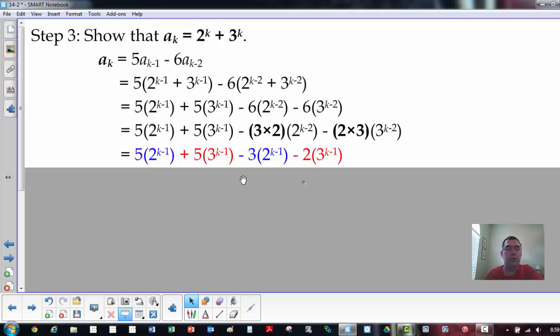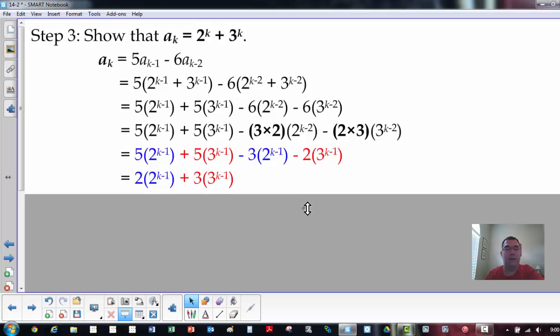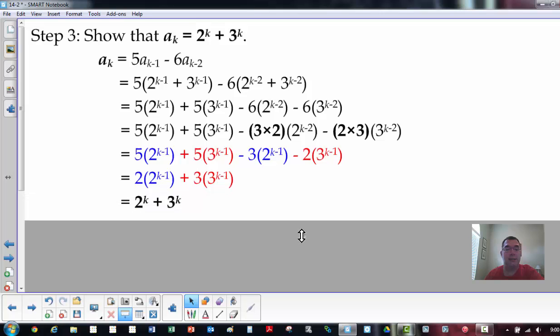Now the blue terms are both some constant times 2 to the k minus 1, so I can combine those. And the red terms are some constant times 3 to the k minus 1, so I can combine those. If I do that, I get 2 times 2 to the k minus 1 if I combine the blue terms, and I get 3 times 3 to the k minus 1 when I combine the red terms. Well, that's an extra 2 for the blue terms and an extra 3 for the red terms, and what happens is I get 2 to the k plus 3 to the k.